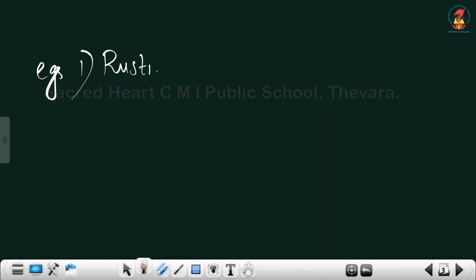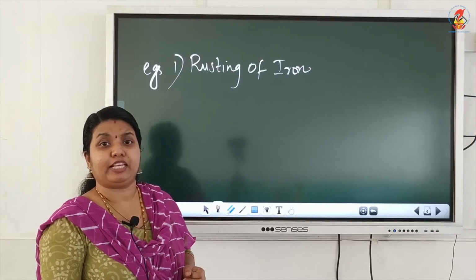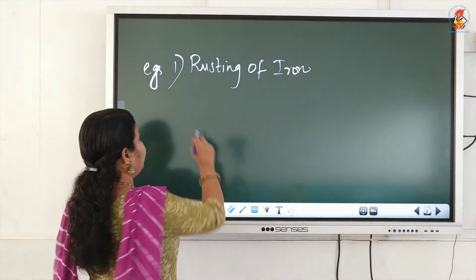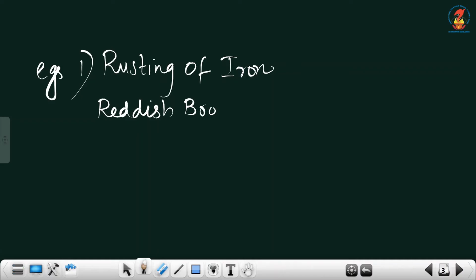First example is rusting of iron. This we have learned in 7th standard. What is rusting? Iron objects when exposed to moist air for a long period of time, a reddish brown coating of a reddish brown substance is formed on the surface of iron objects.